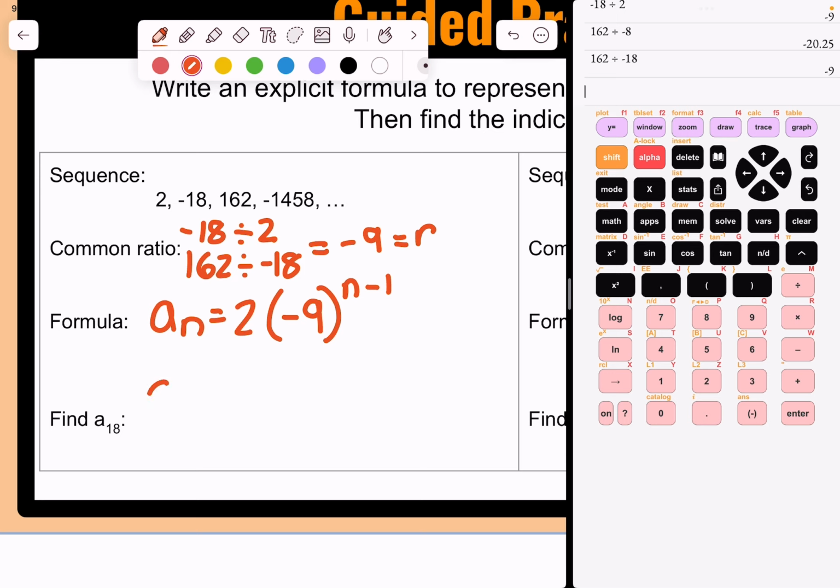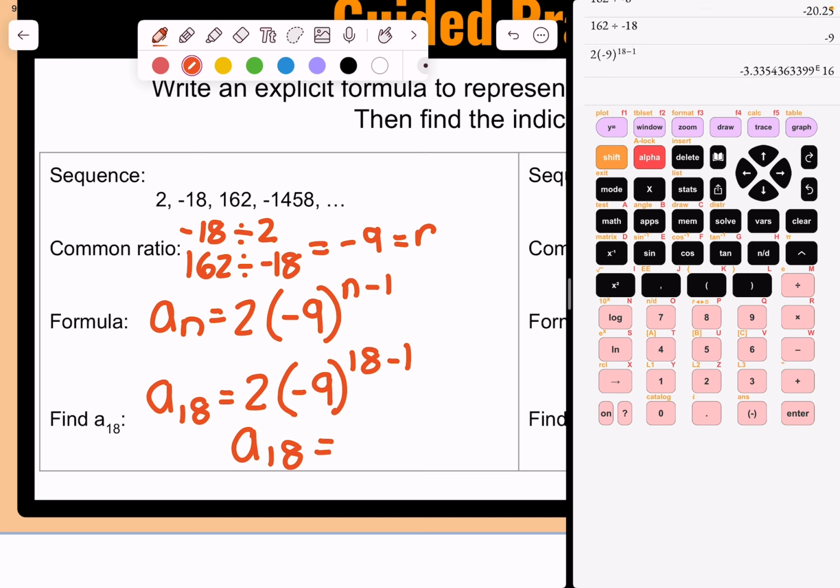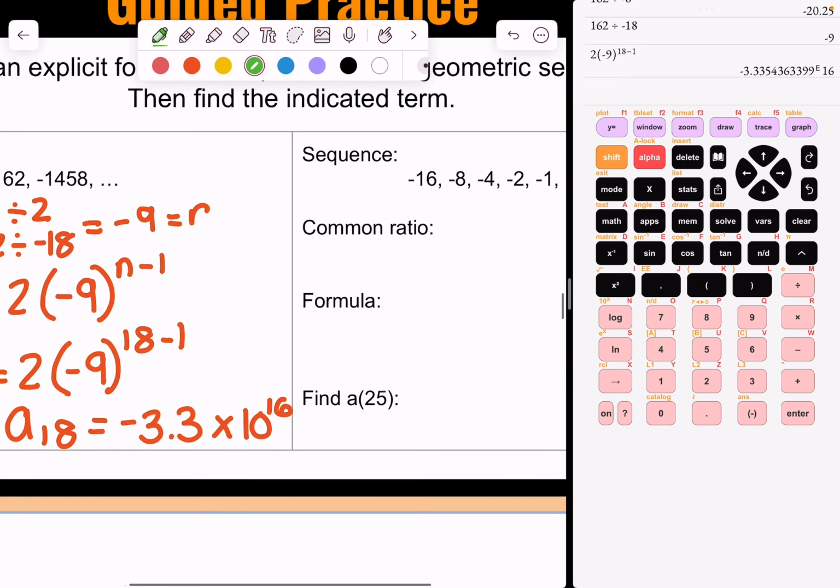So let's find A18. A18 is 2 times our common ratio, negative 9, raised to the 18 minus 1 power. This is a huge number, but I'm just going to abbreviate it, negative 3.3 times 10 to the 16th power. That's how you write something that's written in that scientific form. All right, and let's look at the next one.